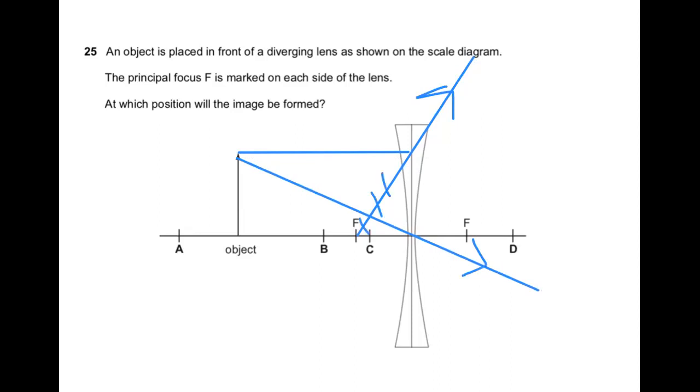And since these two meet at this point that is above C, so the answer will be C. This will be the image. And this image is virtual and diminished.